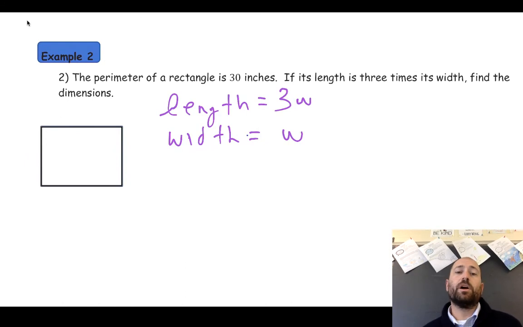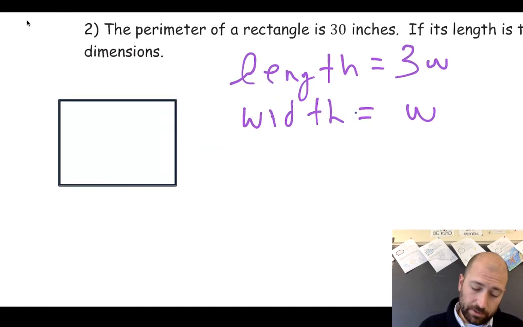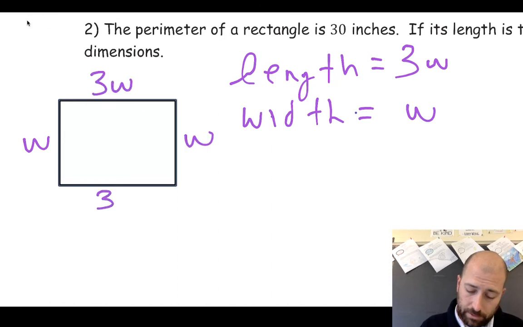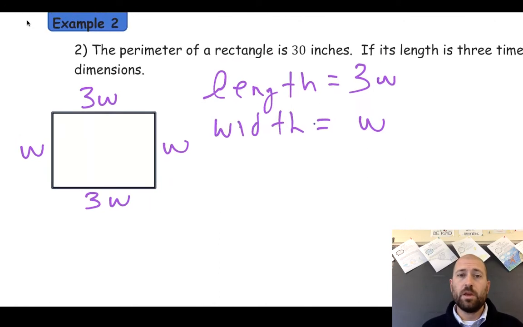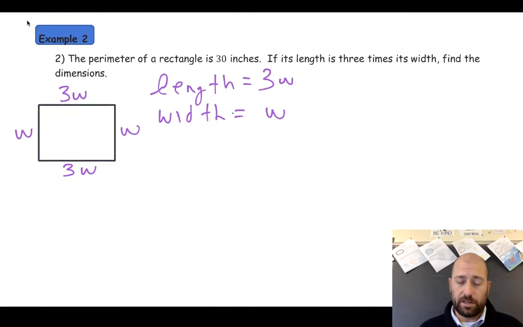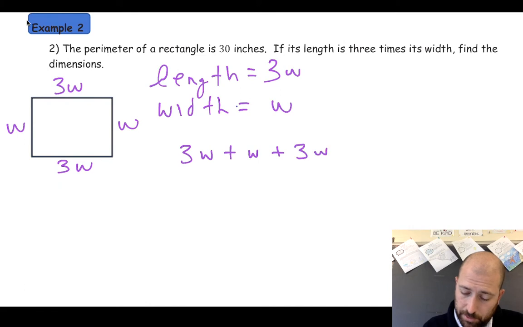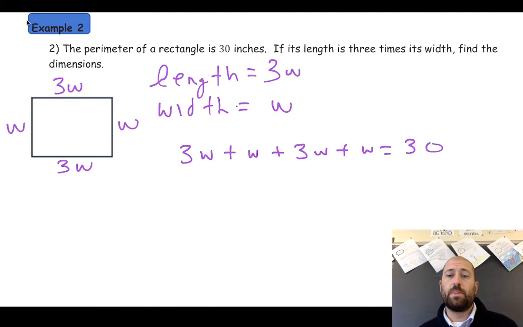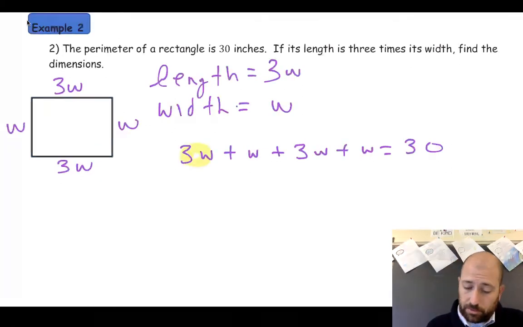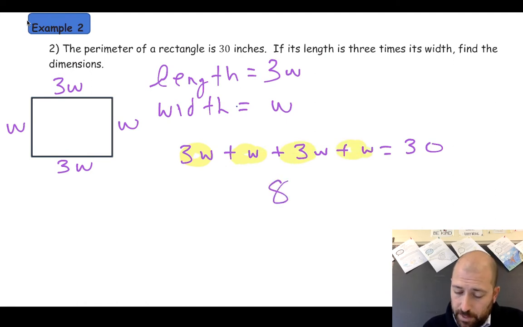Now I have the rectangle here. I'm going to label my rectangle. So there is a width, the length, a width, and a length. Okay. It says perimeter is 30 inches. That is adding up all the sides. So I have 3W plus W plus 3W plus W is equal to 30 inches. Okay. So here we go. Combine like terms. That's a 1 plus a 3 plus another 1 gets me 8W is equal to 30.